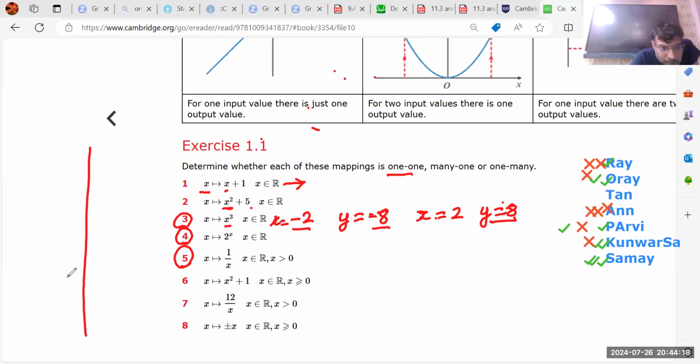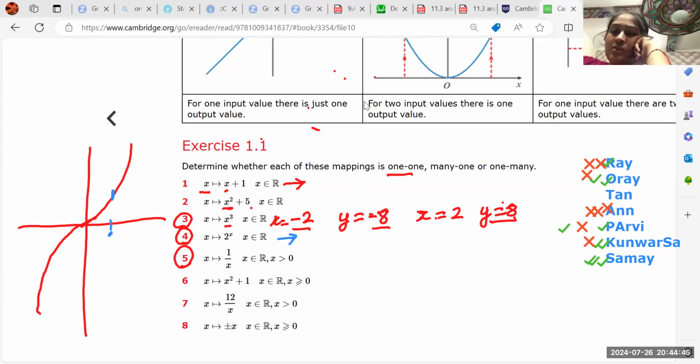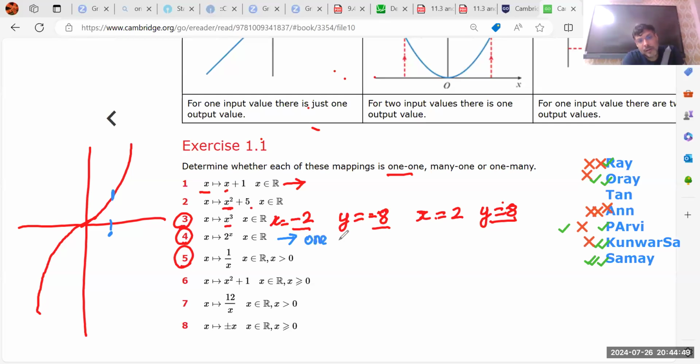मैंने आई थिंक इसका आपको ग्राफ भी बताया था. So the graph was like this. So for each value of x, मुझे एक different y value आ रही है. Isn't it, Anvi? So what should be my fourth answer, Anvi? Sir, it should be 1 to 1. So yes, fourth answer also is 1-1.